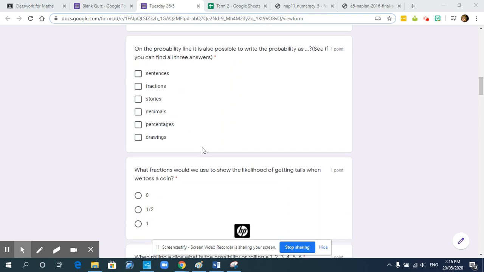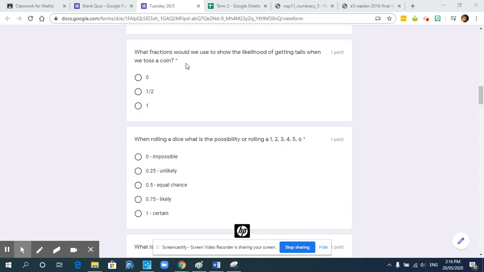On the probability line, it is also possible to write the probability as, now there are 3 answers to this, sentences, fractions, stories, decimals, percentages, or drawings. What fraction would you use to show the likelihood of getting tails when you toss a coin? Is it 0%, 0 as a fraction, half, or 1?